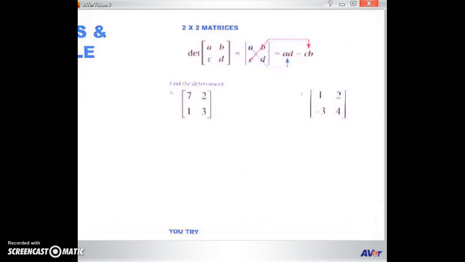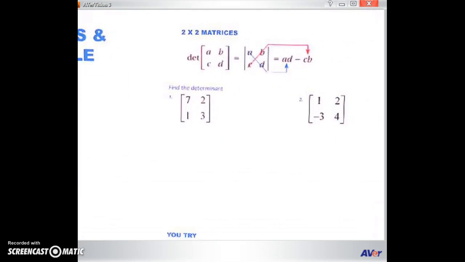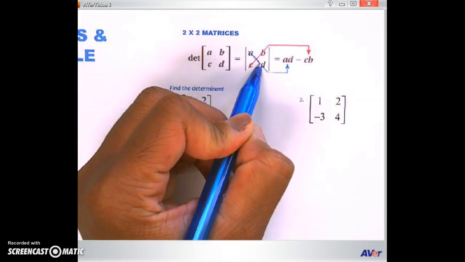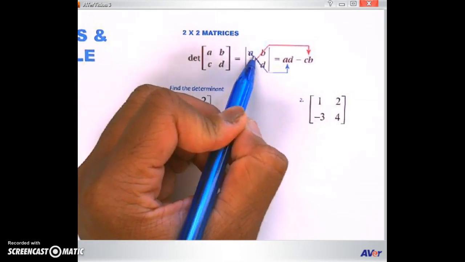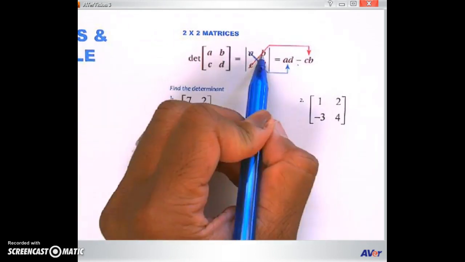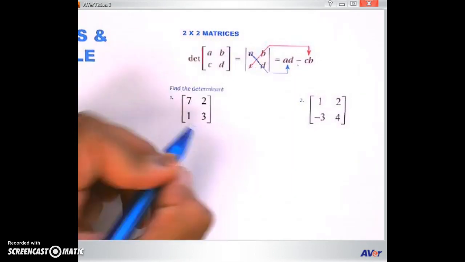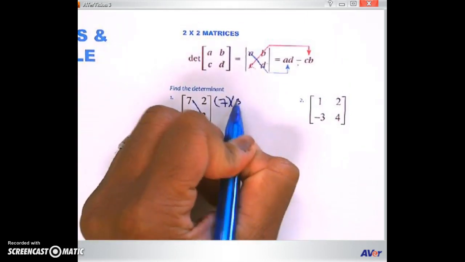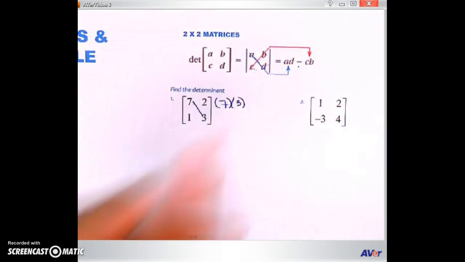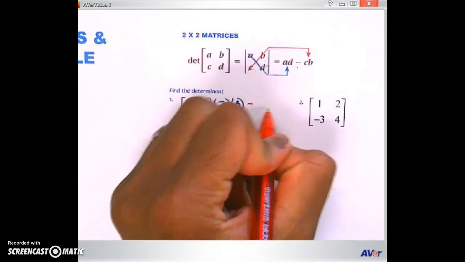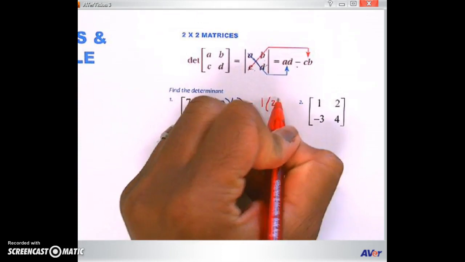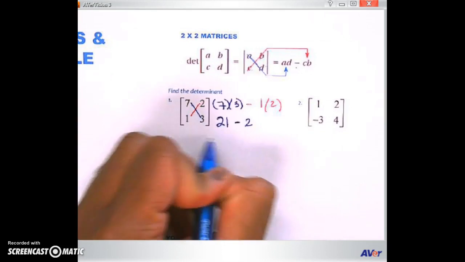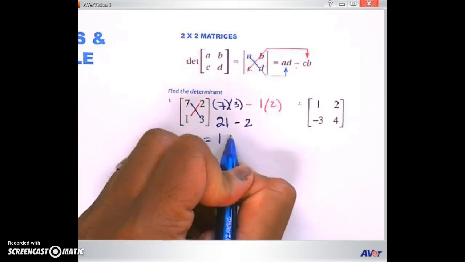So let's try it. For a 2 by 2 matrix, you're going to like it. It's nice and pretty user friendly. To find it, you're going to find the cross products of A and D, and then subtract the cross product of C and B. So again, you're going to do this: 7 times 3 minus the product of 1 times 2. And then you simplify. So you have 21 minus 2. So the determinant of this matrix is equal to 19.